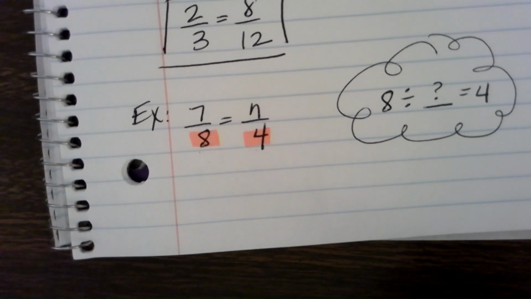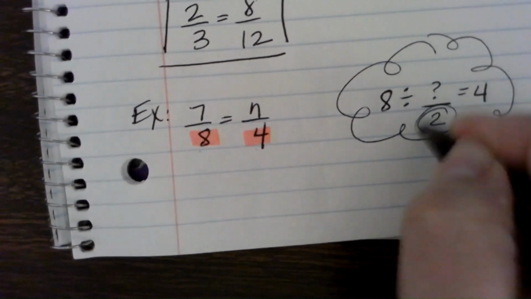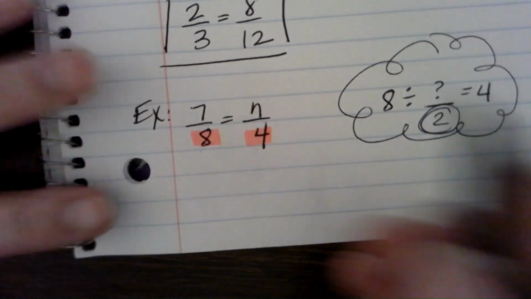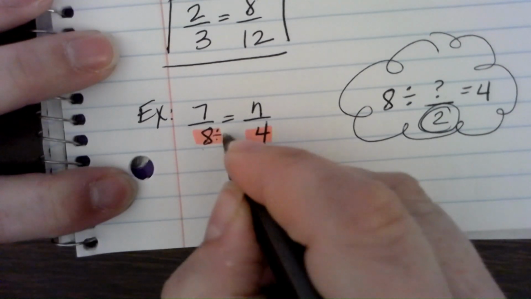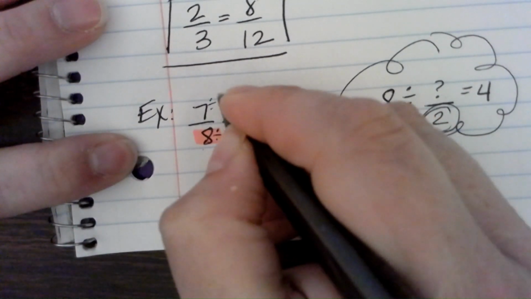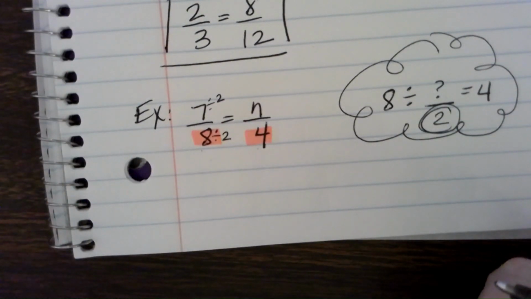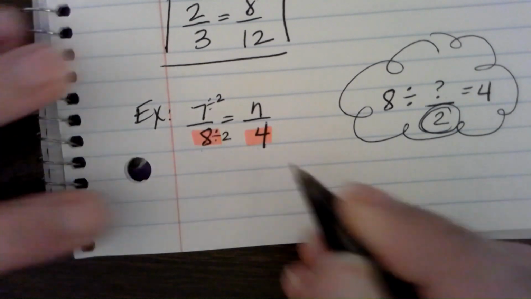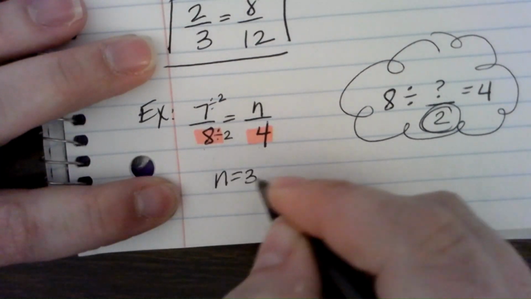Audrey, do you know? No, but good try. Who was in the back? Krieger. 8 divided by 2. All right, so here, if I said 8 divided by 2 on the bottom, I have to do it to the top because we got to keep it equal. And this was a horrible example. So 7 divided by 2 means that n is equal to 3.5.